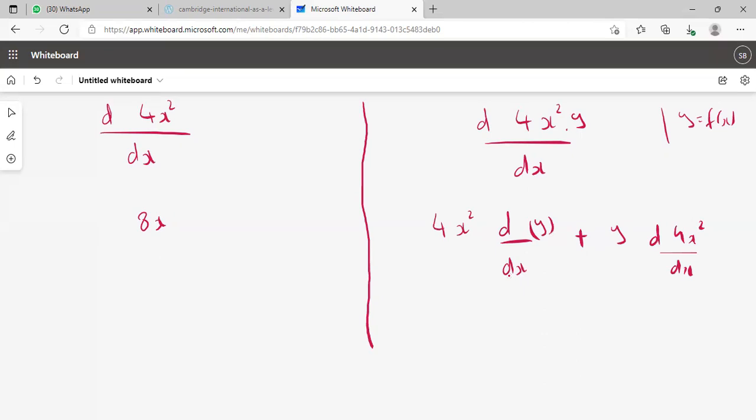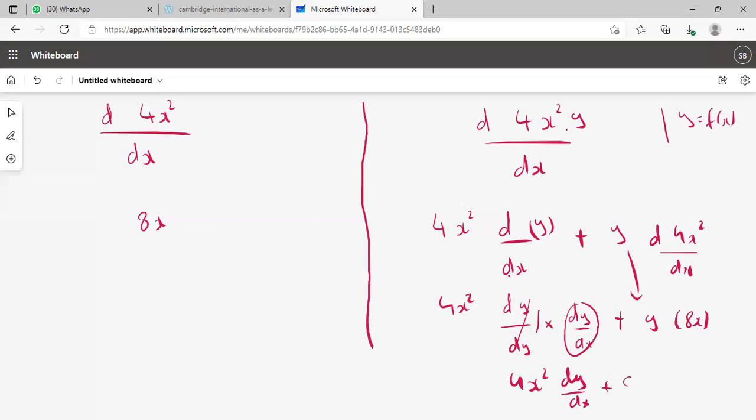Right. Fine. So 4x square would come as it is. Now this is dy by dx. We can either use the chain rule or we can simply write dy by dx here directly. But if we use the chain rule, what is the chain rule? The chain rule says we need to find the derivative of this function with respect to y, and then we need to multiply it by dy by dx. Right? So derivative of this is basically 1. So we are again left with this dy by dx plus y would come as it is, and derivative of 4x square is 8x. So if we simplify it, the answer would be 4x square dy by dx plus 8xy. This is how we are going to solve this question.